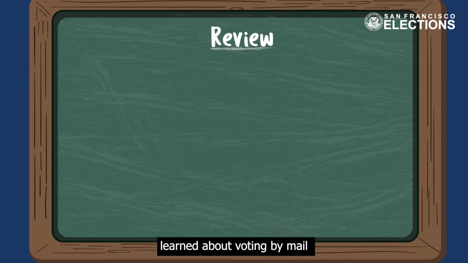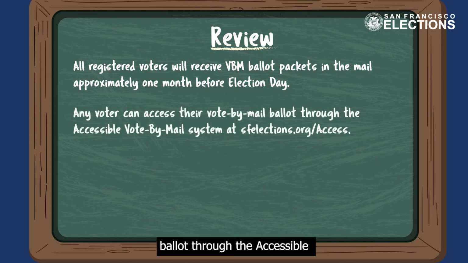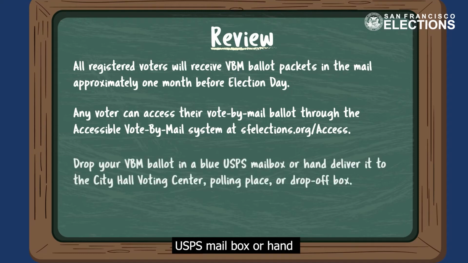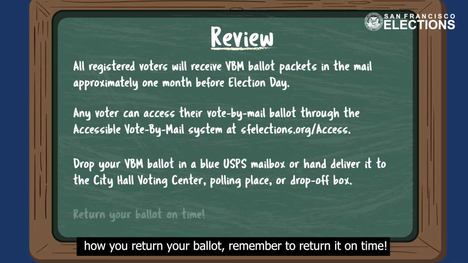Let's review what we have learned about voting by mail in San Francisco. For the September 14th recall election, all registered voters will receive VBM ballot packets in the mail approximately 1 month before Election Day. Any voter can access their vote-by-mail ballot through the accessible vote-by-mail system at sfelections.org/access. The easiest way to return a VBM ballot is to use a postage-paid ballot return envelope enclosed with your VBM packet. Just drop it in a blue USPS mailbox or hand-deliver it to the City Hall Voting Center, any polling place, or drop-off box. Regardless of how you return your ballot, remember to return it on time.